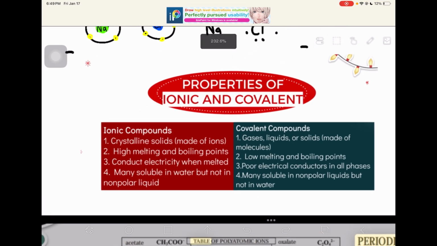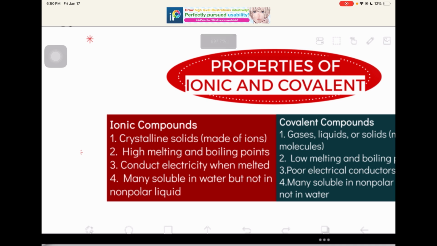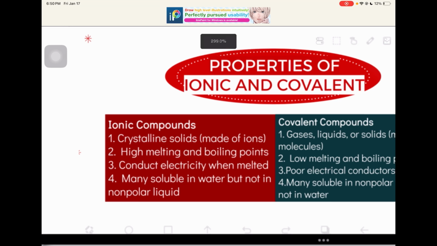Here are the properties. So just remember that crystalline solids with high melting points are ionic. The reason it has high melting points is because it has a metal in it. Furthermore, it can conduct electricity because of the metal as well. And since these are mostly polar substances, they're soluble in water but not in non-polar liquids.